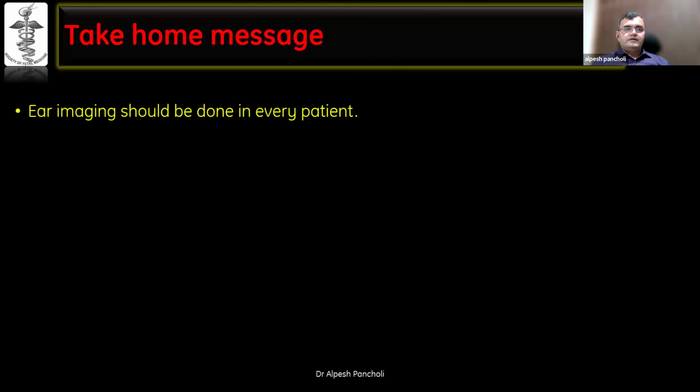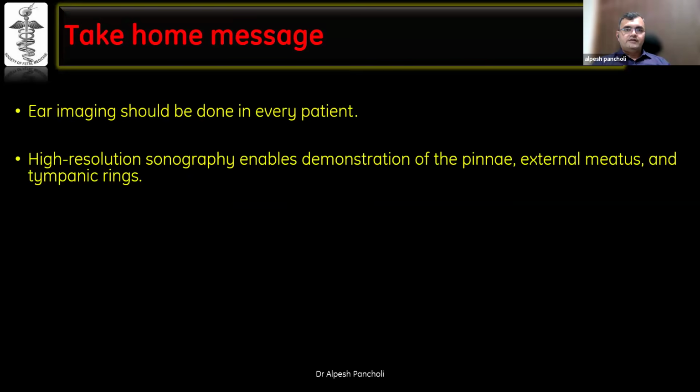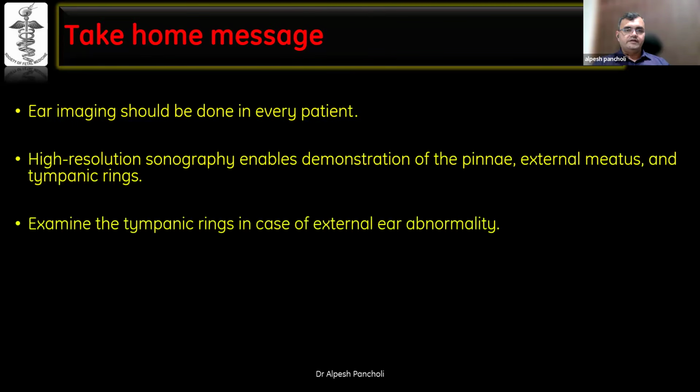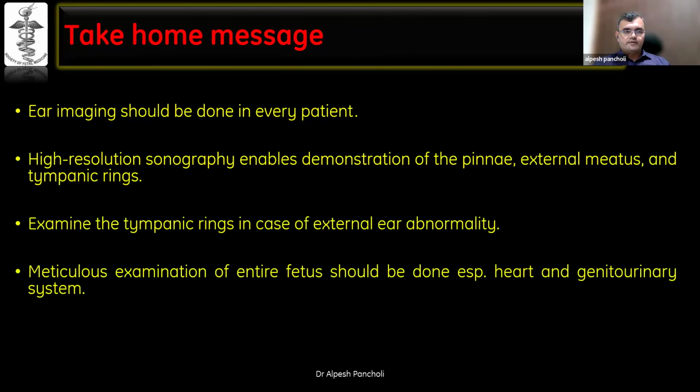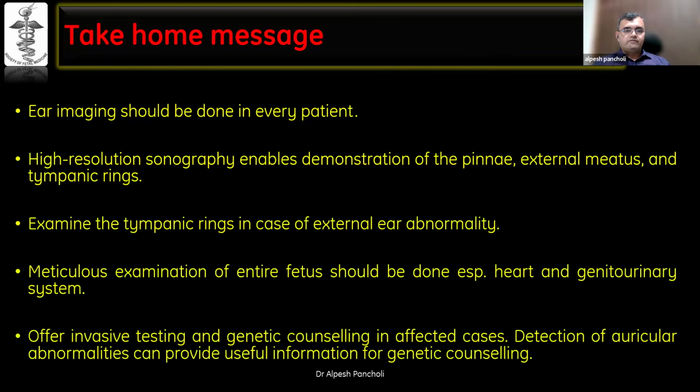So to conclude, ear imaging should be done in every patient. High resolution sonography nowadays enables demonstration of the pinna, external meatus, and tympanic ring. Examine the tympanic ring in cases of external ear abnormality. Meticulous examination of the entire fetus should be done, especially the heart and genitourinary system, and offer invasive testing and genetic counseling in affected cases. Detection of auricular abnormalities in the presence of other systemic abnormalities can provide useful information for genetic counseling as well as to narrow down the differential diagnosis.